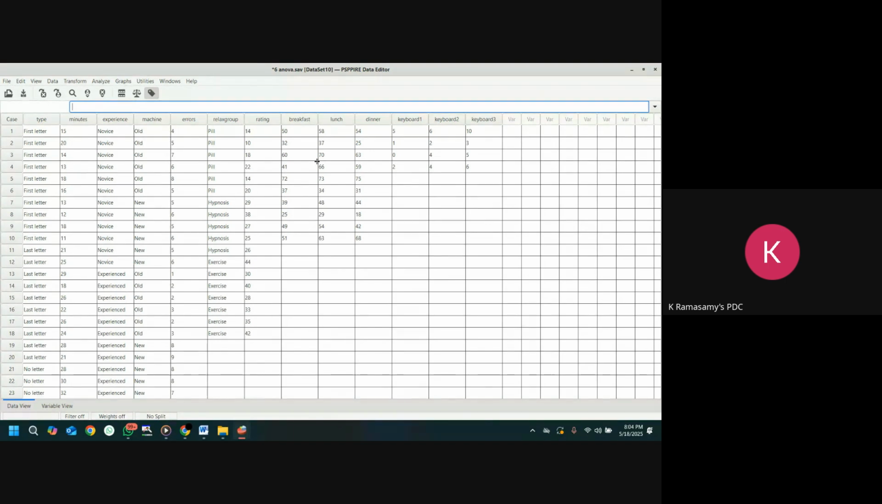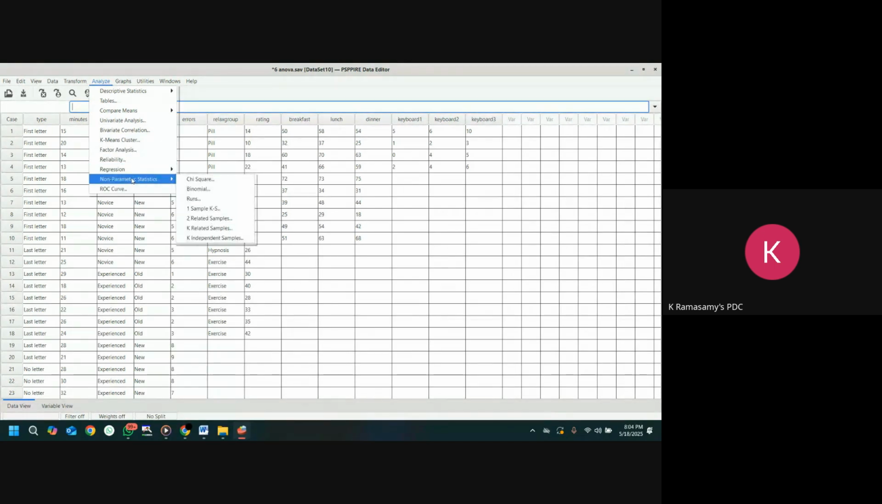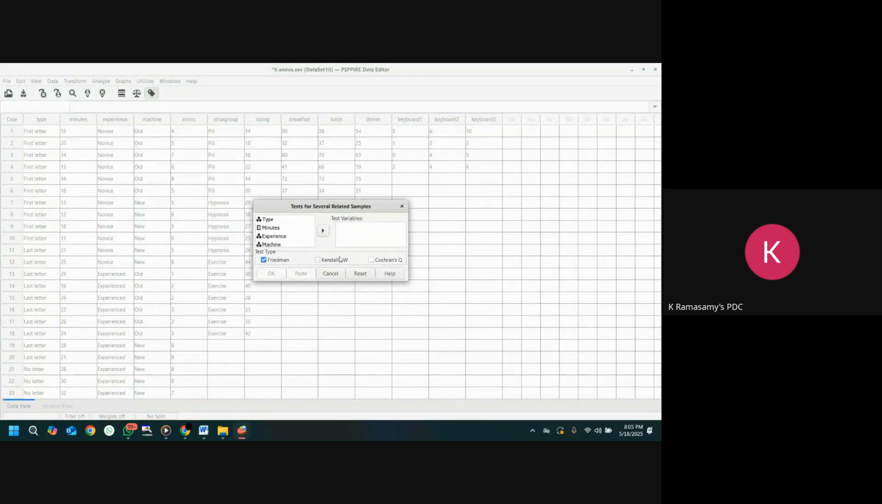Since you are getting the responses in the rating ordinal scale, we cannot go for parametric, we'll go for non-parametric. How to conduct? Go to Analyze, click on Non-parametric. In non-parametric, go for K Related Samples. Only two paired samples, go for Two Related. More than two, go for K Related Samples. Click on K Related. What is the test variable? You need to select breakfast, send it, lunch, send it, dinner, send it. So these are the test variables.